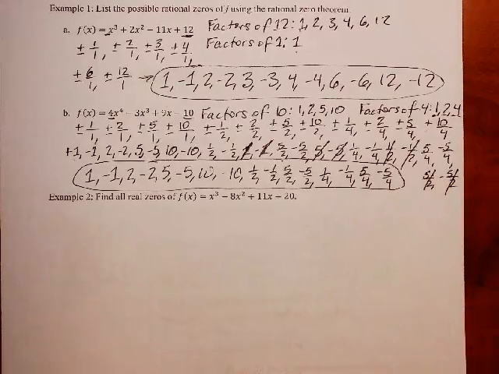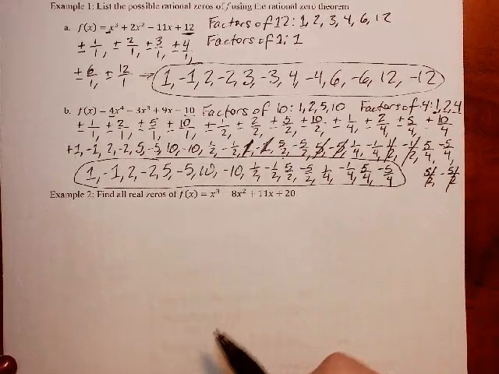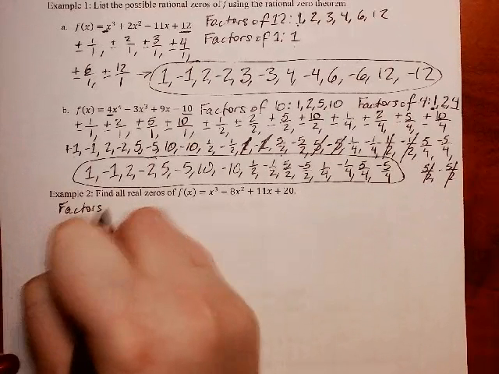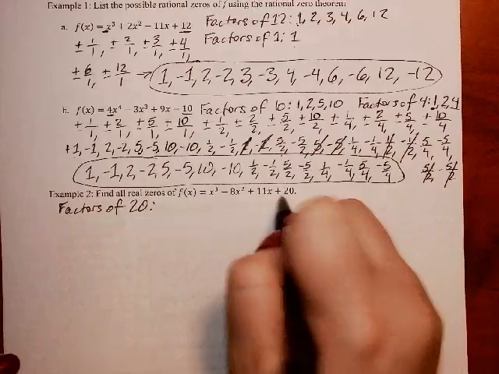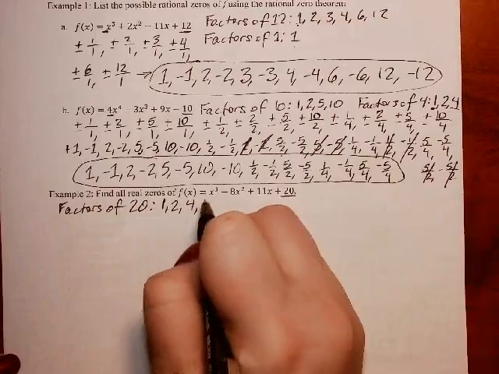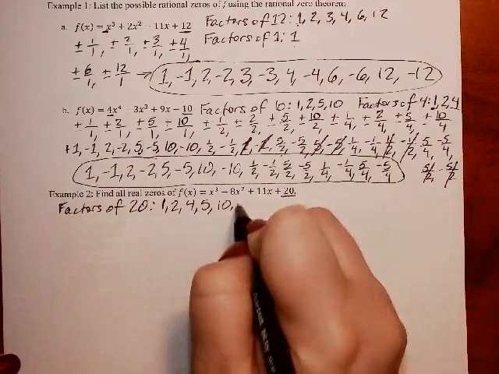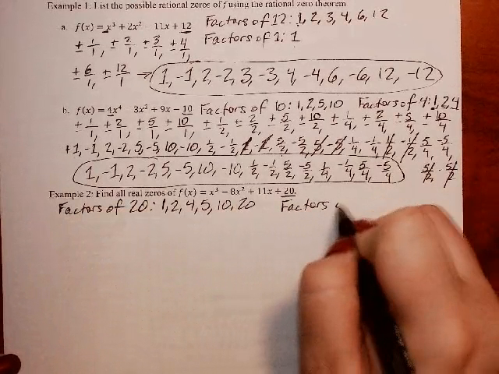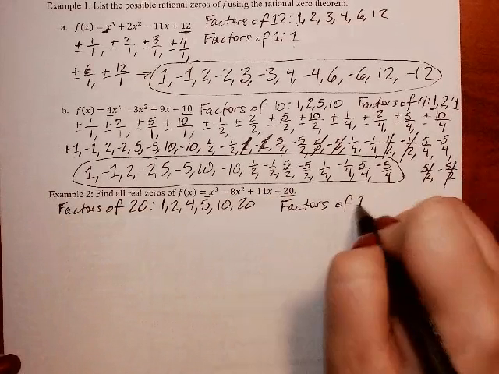Okay, for example 2, we are finding the real zeros. So first we're going to make a list of all the possible rational ones. So, factors of 20, because that's our constant term, are 1, 2, 4, 5, 10, and 20. And factors of my leading coefficient, which is 1, are 1.